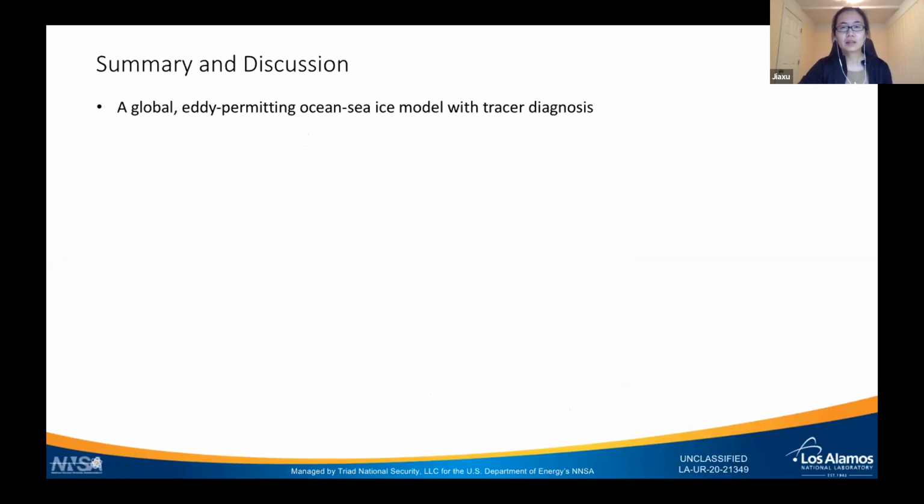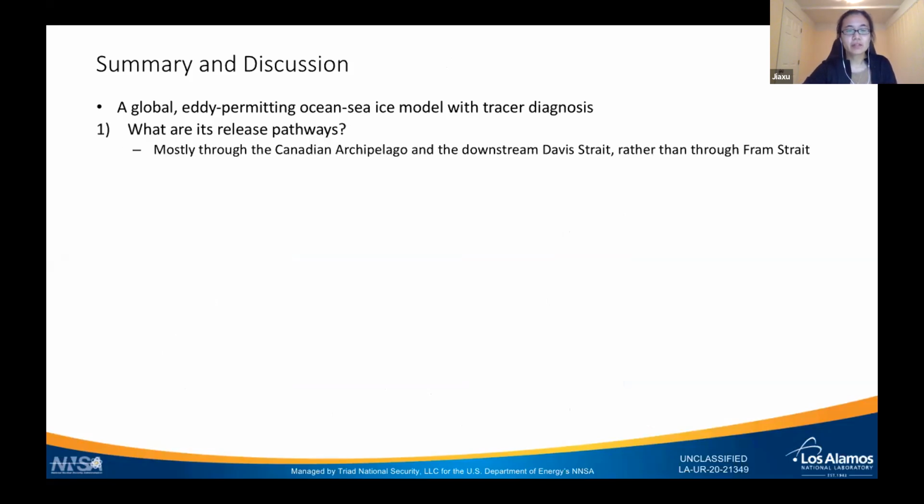So this is the summary and discussion. In this research, we are using a global eddy-permitting ocean model with tracer diagnosis to answer 3 questions.